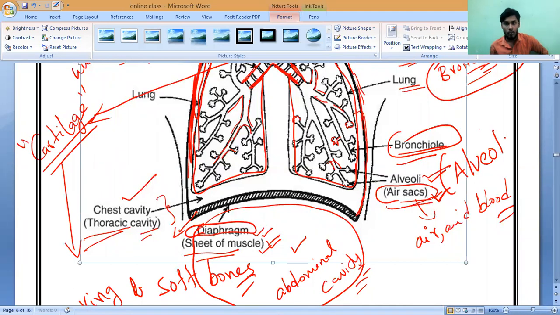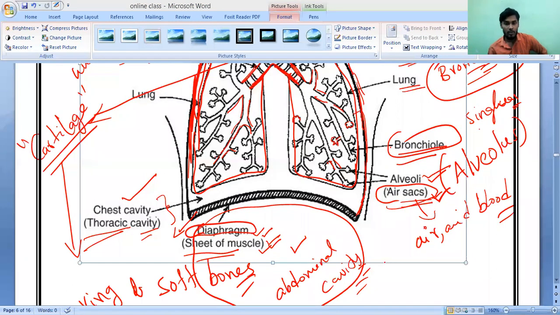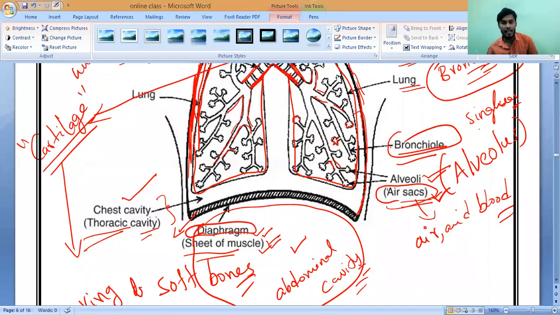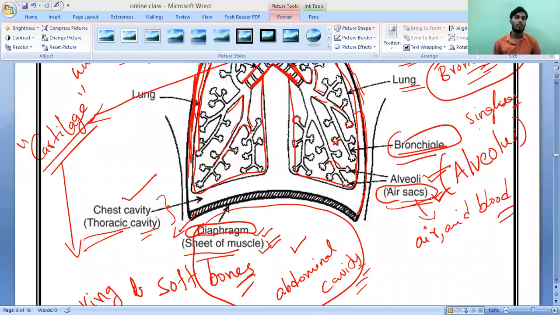So alveolus is the singular form of what? Alveoli. Please note it down, all of you. So this flower-like structure, the air sacs at the end of these smaller bronchioles, are called alveoli.